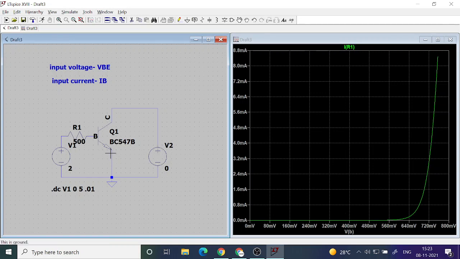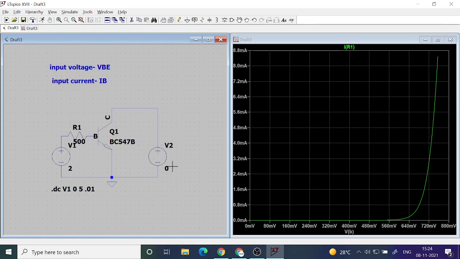See, emitter is taken as common to both voltage sources. So you have to take one terminal common, and that is what is grounded also. Every voltage is measured with respect to the common terminal, the base voltage as well as the collector voltage. It is measured with respect to the common terminal, which is the emitter. So in common emitter configuration, this is the input characteristics for a particular output voltage, which is V2 equal to 0.